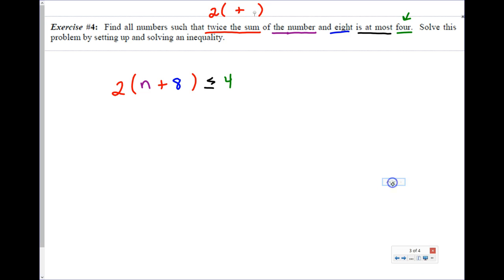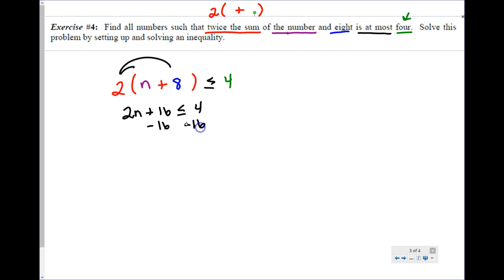What's the first step in solving a problem like this? We can distribute, or we can divide both sides by 2. I don't care which way we do, but let's do distribution because distributing is fun. 2 times n is 2n, 2 times 8 is 16. Carry down the less than or equal to 4.